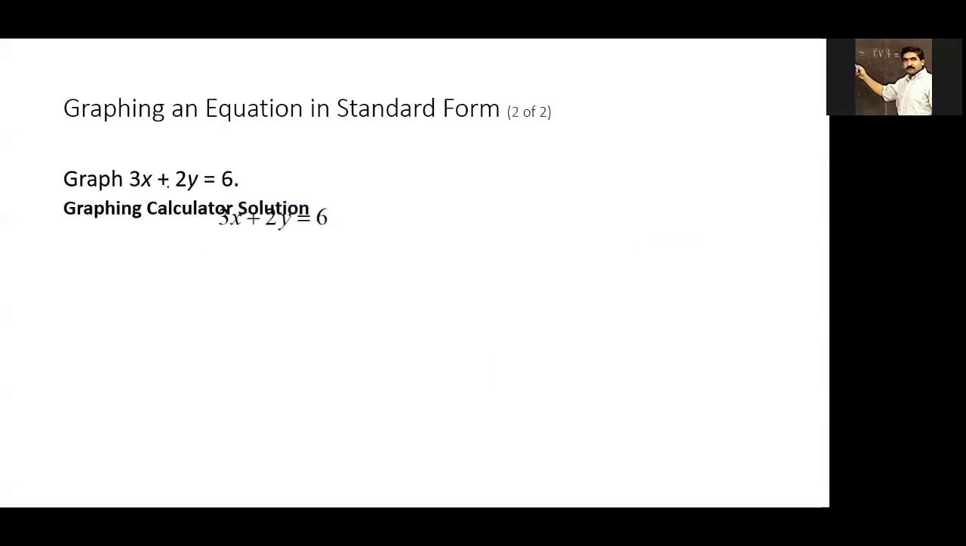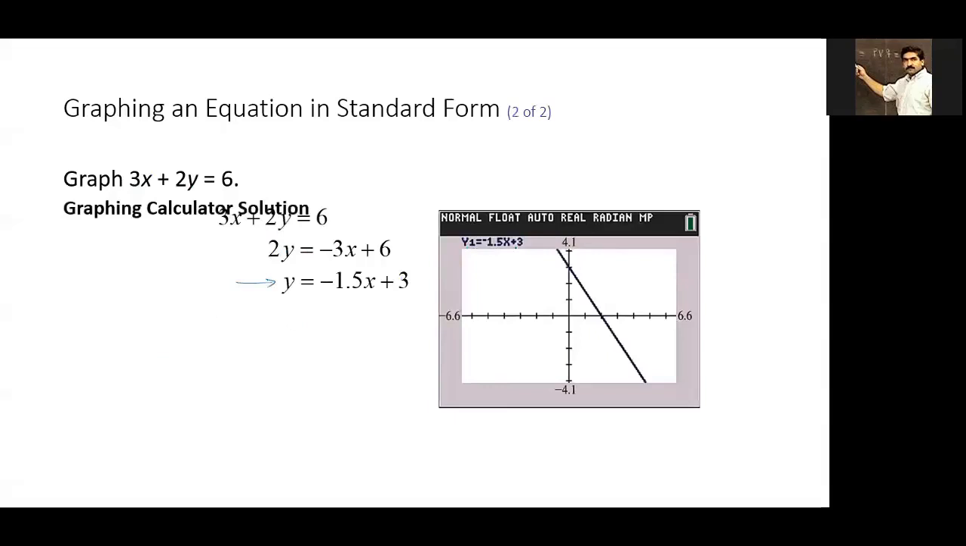If you want to graph 3x plus 2y is equal to 6 on a graphing calculator, in this case I can solve for y by subtracting 3x from both sides of the equation and dividing each term by 2. This is what I get for y in terms of x. This is how I can enter the equation into my calculator, and you can see the graph on your calculator.